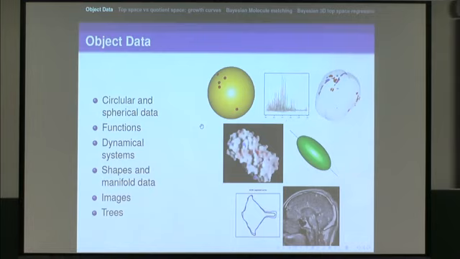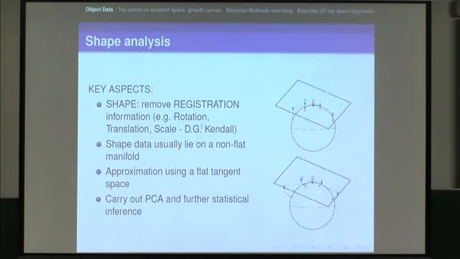So complicated objects, lots of structure, and we want to do statistics on them. We want to be able to perhaps estimate the mean shape, describe the variability of shape, do some regression of not just shape, but functions, objects, images. So shapes are the main thing I'm going to be talking about, and that's obviously what the topic of the workshop is about.